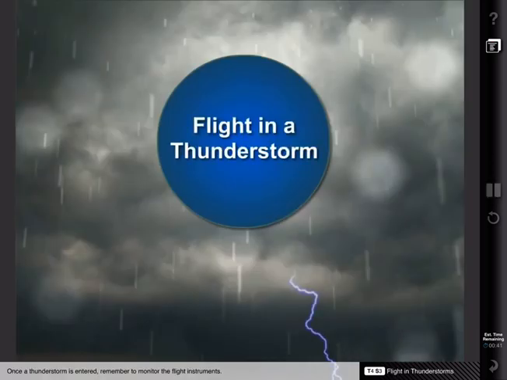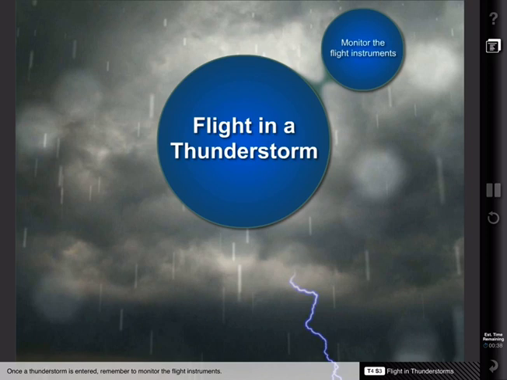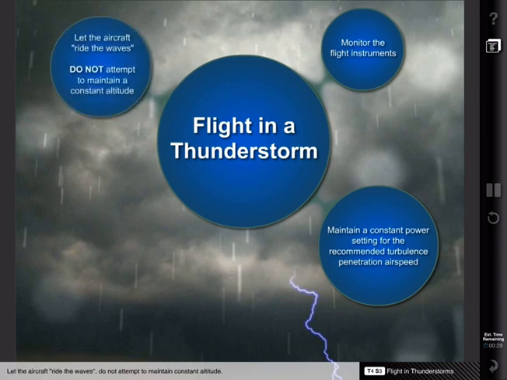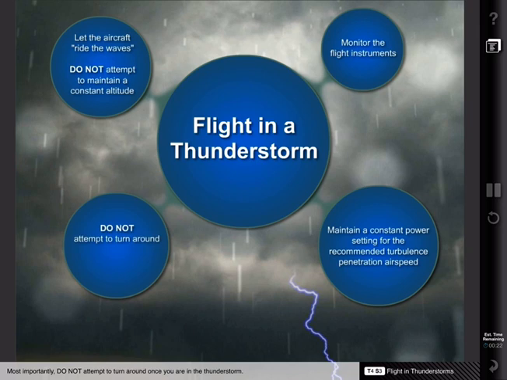Once a thunderstorm is entered, remember to monitor the flight instruments. Maintain a constant power setting for the recommended turbulence penetration airspeed. Let the aircraft ride the waves. Do not attempt to maintain constant altitude. Most importantly, do not attempt to turn around once you are in the thunderstorm.